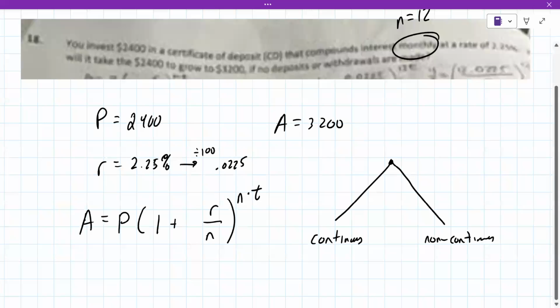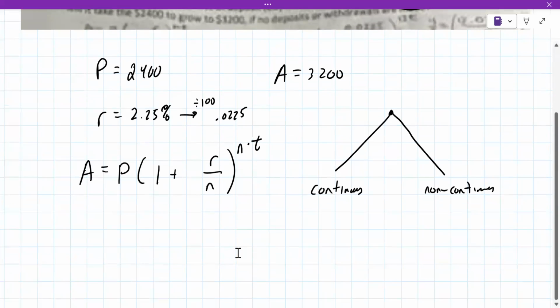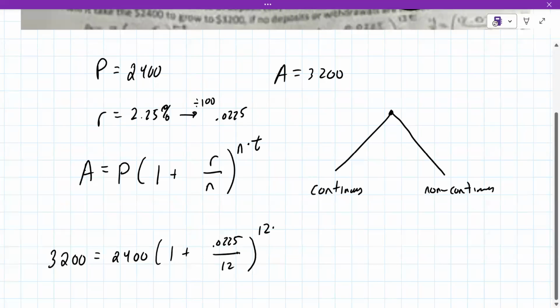0.0225. You do have to know that monthly means N equals 12. There's weekly, monthly, annually, quarterly, daily. There's a lot of options there. So just be familiar with that, or I can give you the full rundown of that. I have it written down on the worksheet somewhere. Fantastic. So 3,200 equals 2,400 times 1 plus 0.0225 over 12, to the 12t power.